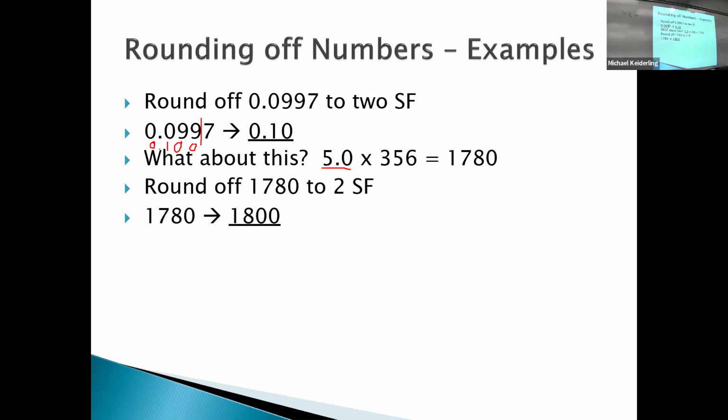And then here we have 5.0 times 356, which gives us 1780. But 5.0 only has 2 significant figures, so it'll get rounded off to 1800. So basically, you look at your inputs, count your number of significant figures, and choose the lowest one of any of your inputs, and that's what you're going to round your answer to.